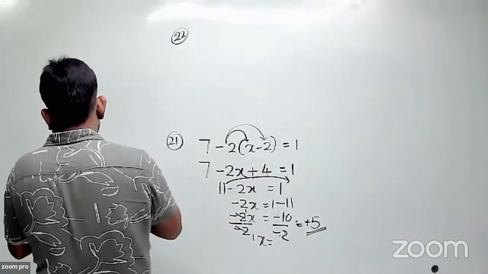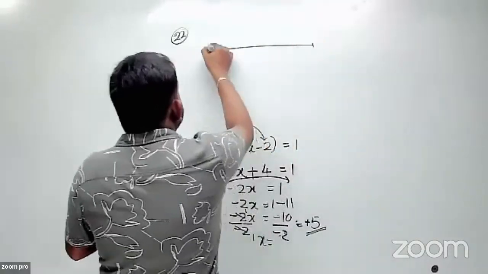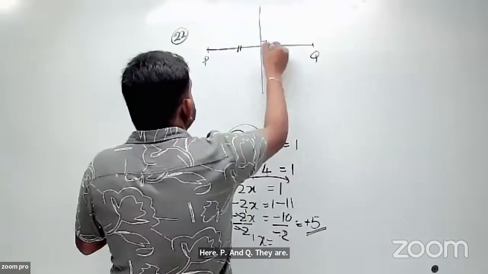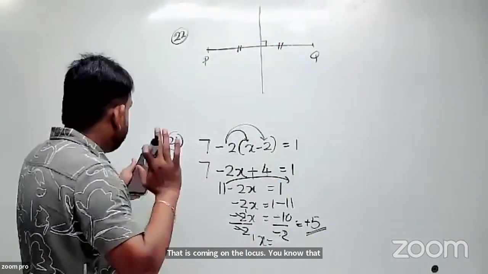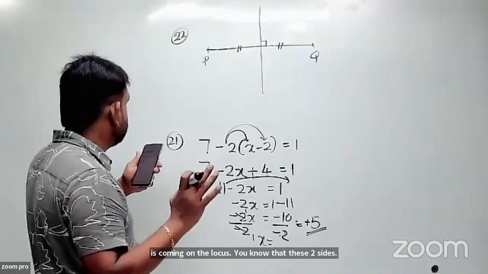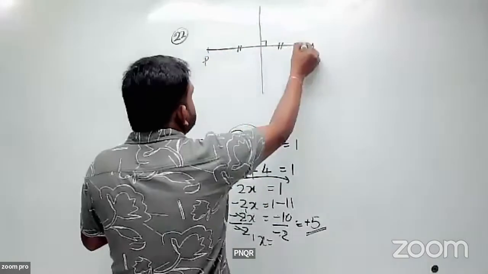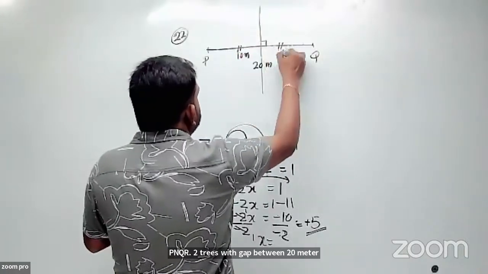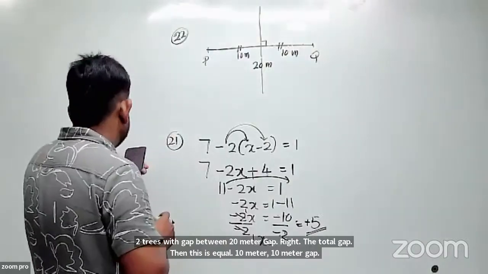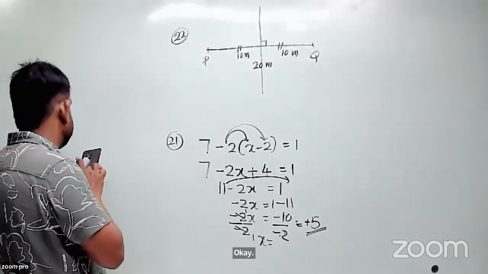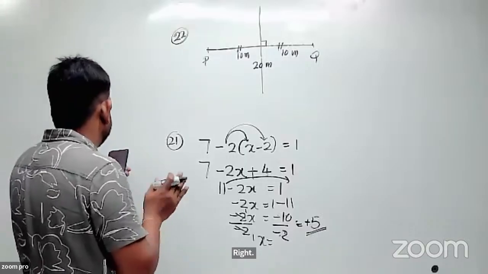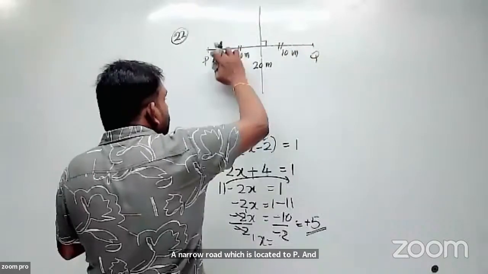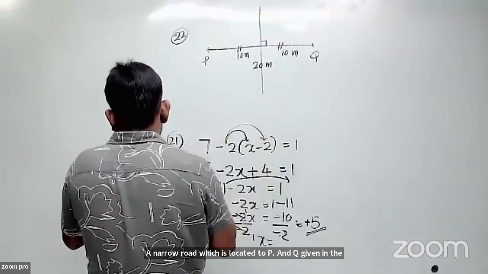Right, question 22. Here are P and Q. That is coming under locus. You know that these two sides are equal. P and Q are two trees with a 20 meter gap in total, so this is equal, 10 meter gap. A narrow road is located equidistant to P and Q, as given in the diagram. So this is equidistant to P and Q. The locus equidistant to two points is the perpendicular bisector that is drawn.